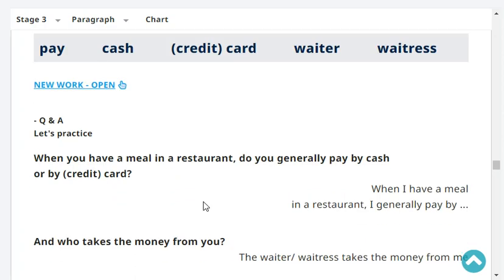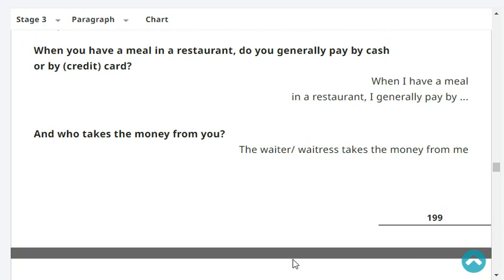When you have a meal in a restaurant, do you generally pay by cash or by card? I generally pay by credit card. Very good. And who takes the card from you? The waiter or waitress takes the card from me.